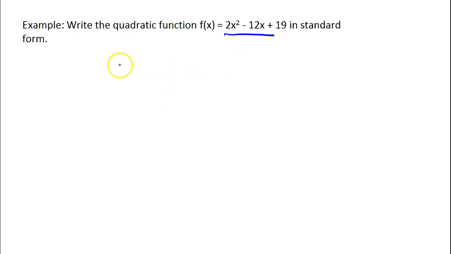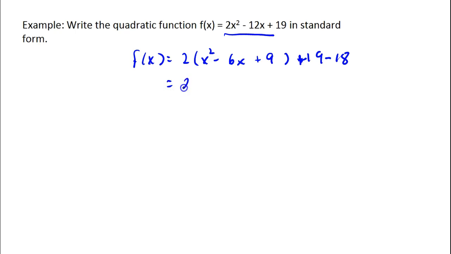So the first thing we're going to do is factor out the coefficient in front of the x² from the first two terms. I'm going to leave a space in the parentheses, and then put the plus 19 out here. Now I'm going to complete the square inside the parentheses. I'm going to take half of 6, which is 3, and square it, which is 9. Now I've added 9 times 2 to this side, which is 18, so to keep this side balanced, I'm going to subtract 18.